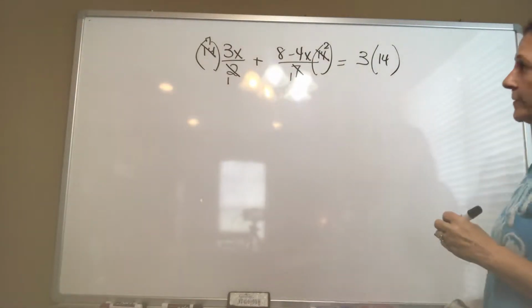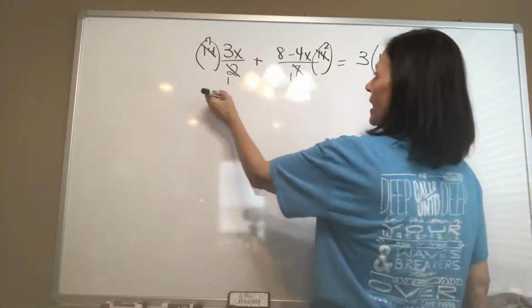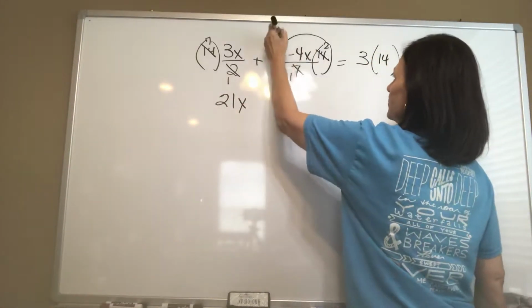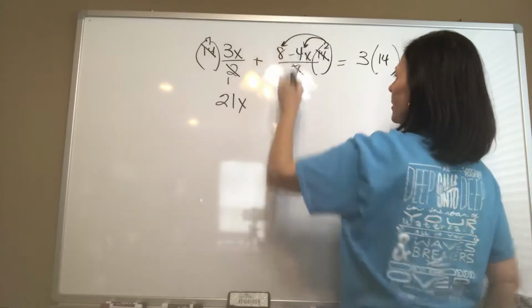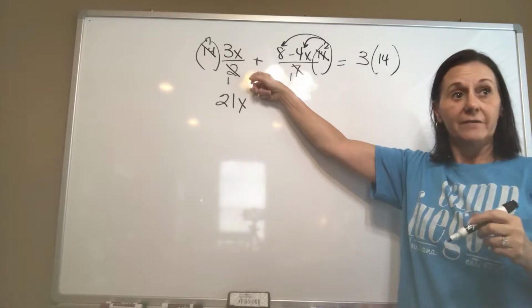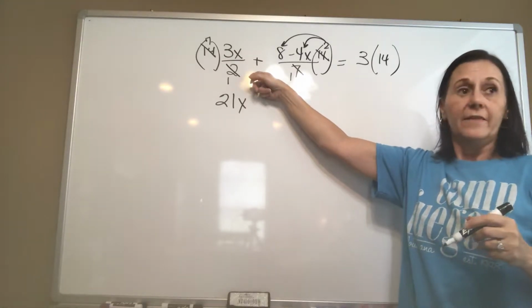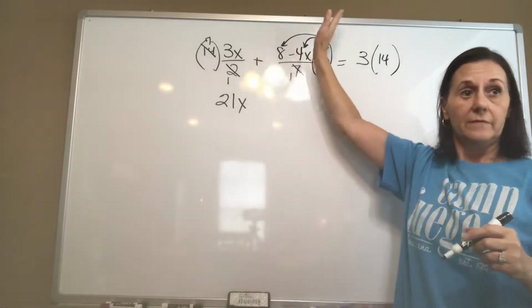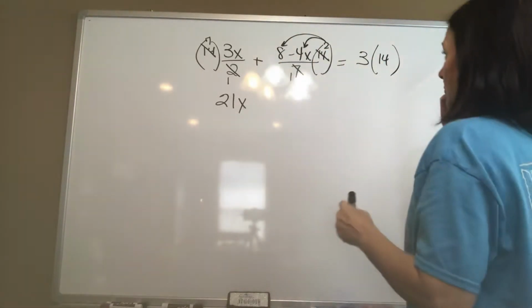And then we distribute. So 7 times 3x is 21x. And we distribute this 2 to both the terms. This one's easy because this is positive. If this was negative, then all these signs would change on the other side. I think I've already told you ladies about that.